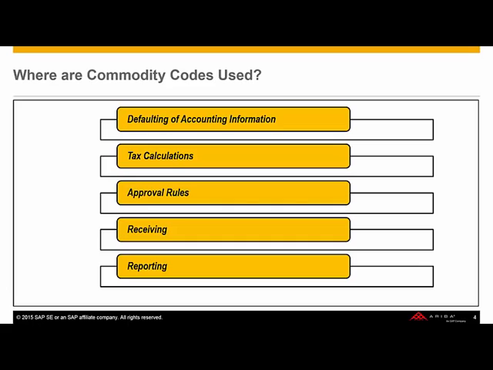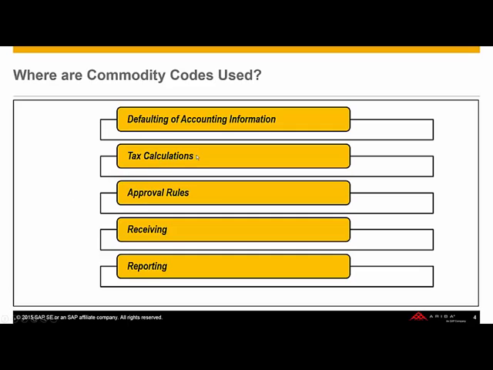So, what are all the touch points for commodity codes in Ariba? I started off this presentation by mentioning that commodity codes drive quite a few different pieces of functionality. The first is defaulting of accounting information. Using the ERP commodity code map, which we'll look at later, we can actually default accounting for you to make your requisition process that much simpler and efficient.